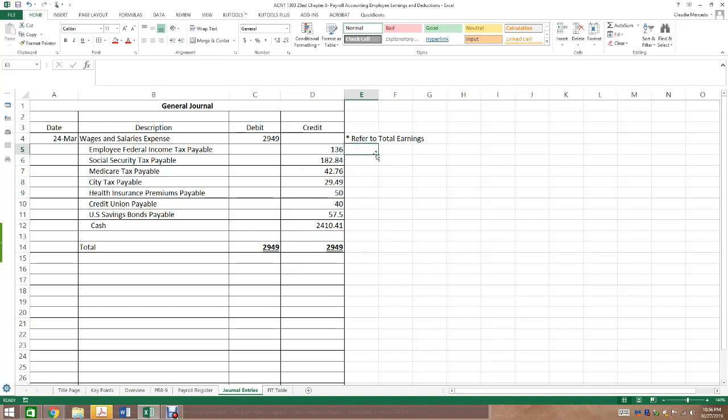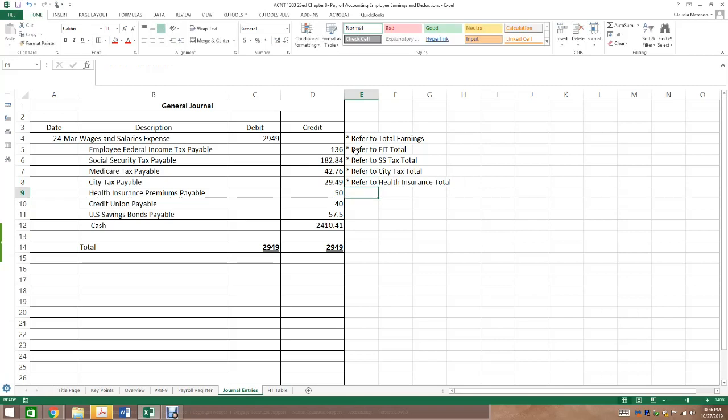Now, I got excited and I forgot to put my notes here, but this is basically coming from, refer to federal income tax total. Okay, then for this one you're going to refer to Social Security tax total. For this one you're going to refer to city tax total. For this one, you're going to refer to health insurance premium, health insurance total. I'm just going to make it short.